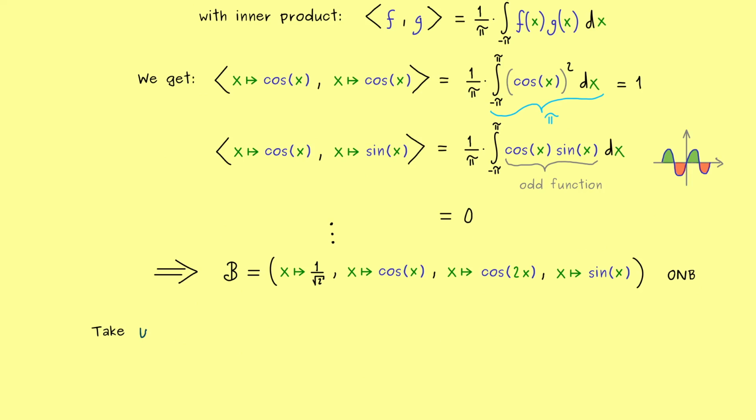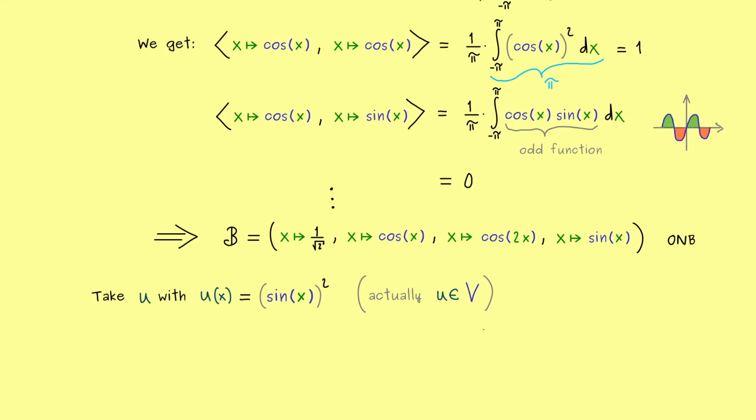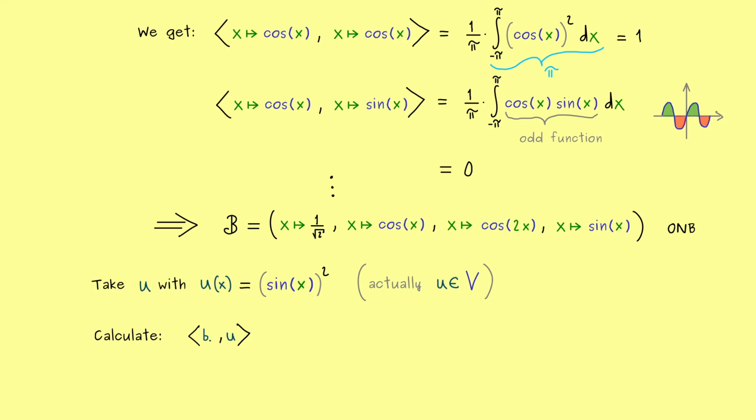So let's take a function u given by u of x is equal to sine of x squared. So maybe it does not look like it, but it's actually spanned by the basis vectors, so it's an element in our vector space V. And with that knowledge, we also know that we have an easy method to calculate the coefficients of the linear combination. In other words, now we calculate the so-called Fourier expansion of this function. This means we have to calculate exactly 4 inner products. Okay, then let's immediately start.